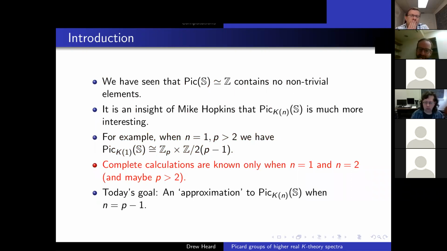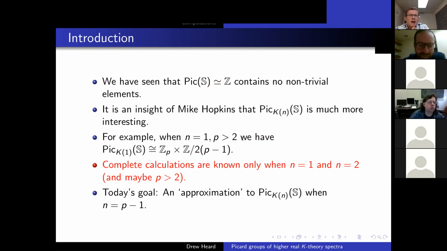These groups are really, really hard to compute. We know them fully at n equals 1 for all primes. At height 2, it's fully calculated and published for primes greater than 3. And I think the p equals 2 case is work in progress, and it might be solved or soon to be solved anyway.